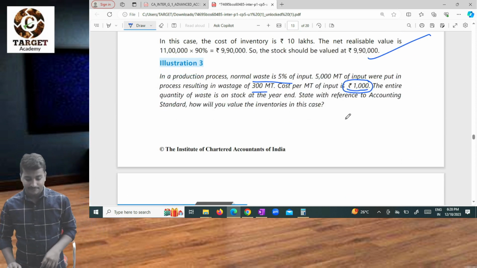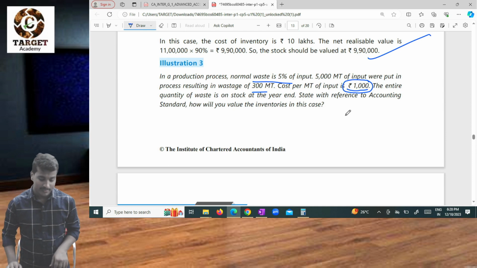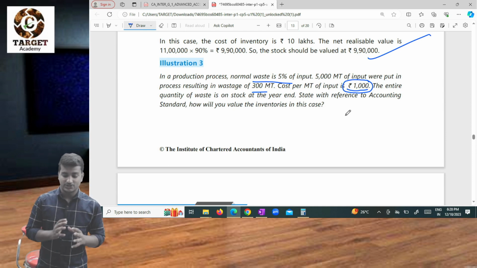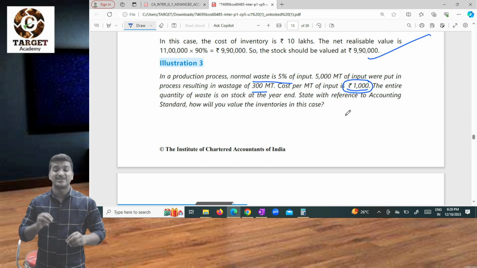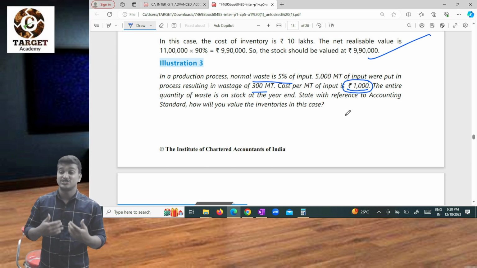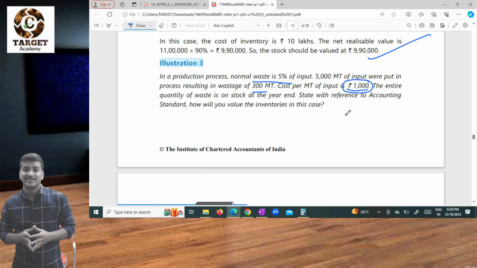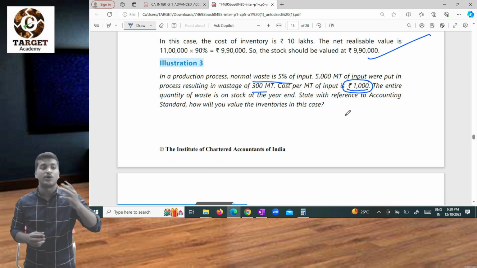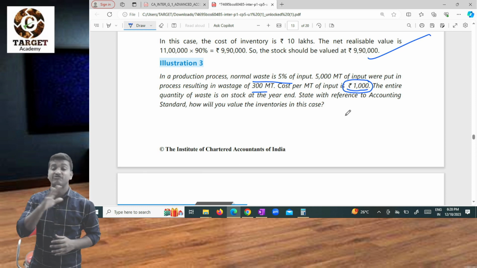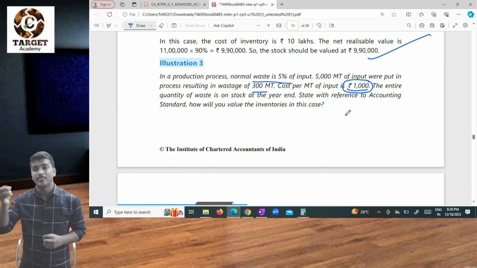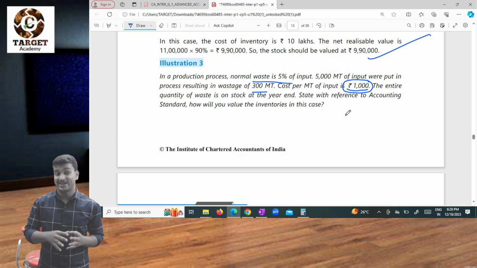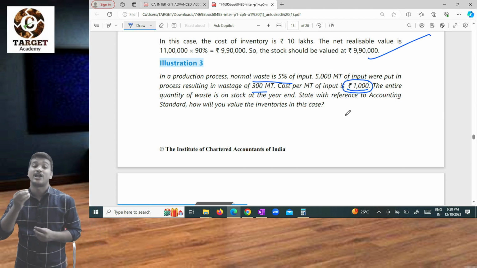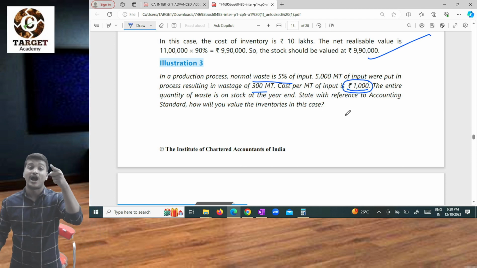Question number 3. In question number 3, very beautiful problem. In this problem the main focus is on normal loss and abnormal loss. They have introduced 5000 MT of input. They are expecting that 5% will be normal loss. That means 5000 into 5% means 250 units will be the normal loss, but the actual loss is 300 units. So there are extra 50 units of loss. Those 50 units are called abnormal loss.